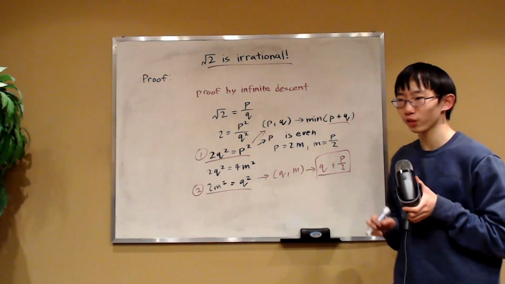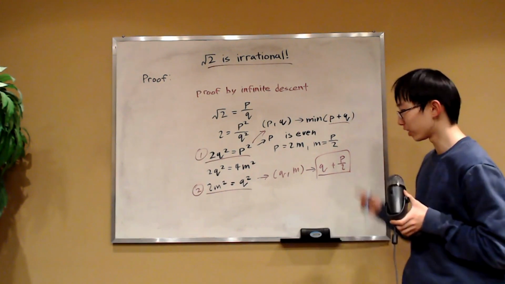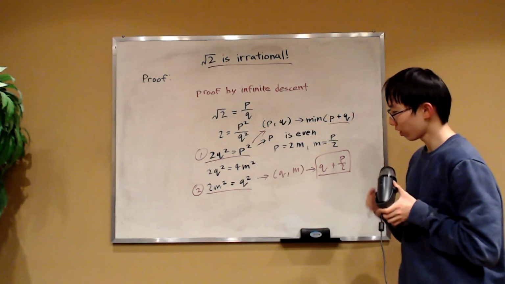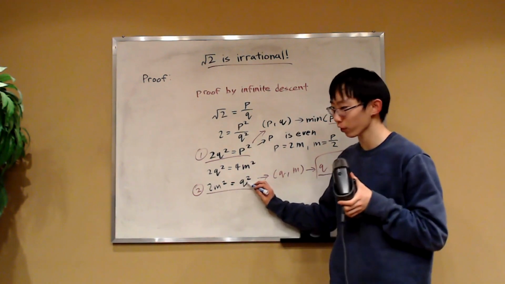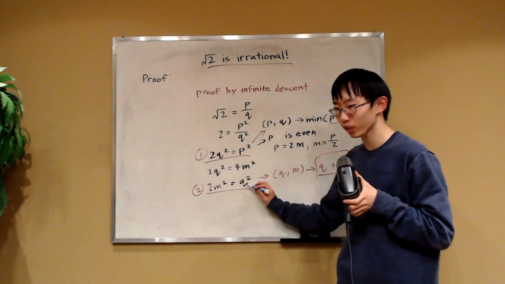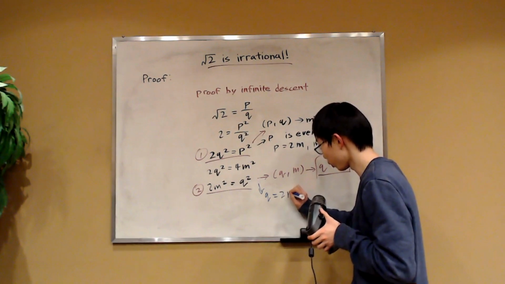Now, I'm going to show you that it's possible to go infinitely smaller than this sum. That's right, this is not the end. So we're going to again observe that 2 times something is equal to q squared, and therefore q squared is even, so q itself is even. So therefore, q is even, it's equal to 2 times something.